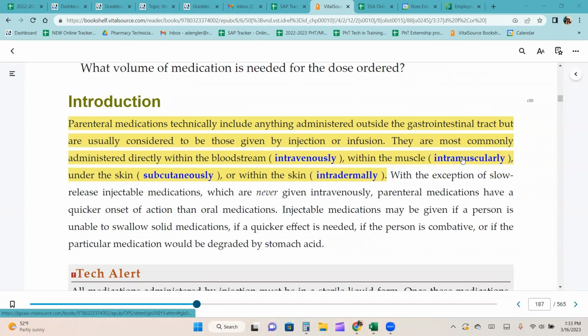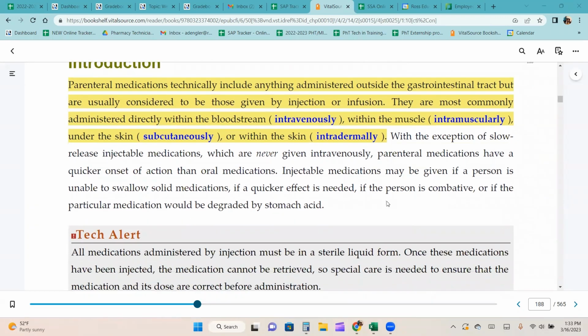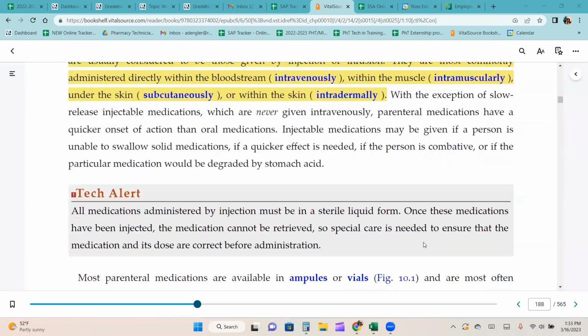Parenteral medications technically include anything administered outside the gastrointestinal tract, but are usually considered to be those given by injection or infusion. Slow release injectable medications are never given intravenously. Parenteral medications have a quicker onset of action than oral medications. Injectable medications may be given if a person is unable to swallow solid medications, if a quicker effect is needed, if the person is combative, or if the particular medication would be degraded by stomach acid.